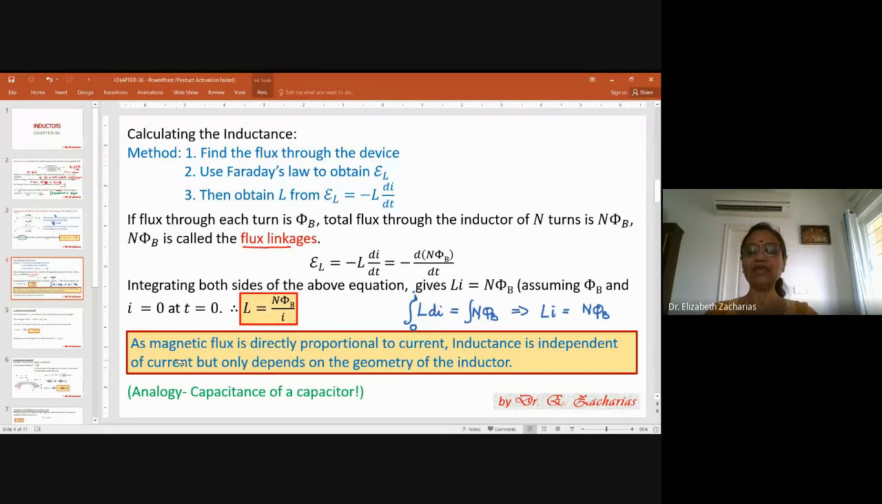So the inductance is independent of the current. It only depends on the geometry. How do I say that it depends on the geometry? Anyone? How do I come to the conclusion that it depends on the geometry? For a capacitor also, we said the same thing: capacitance does not depend on the charge, it depends on the geometry. Like that here also I'm saying it depends on the geometry. This N phi b by I, does it have geometry?